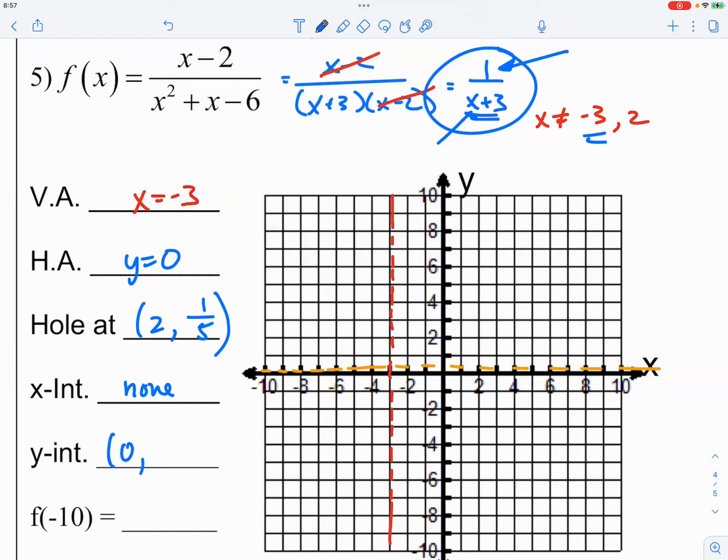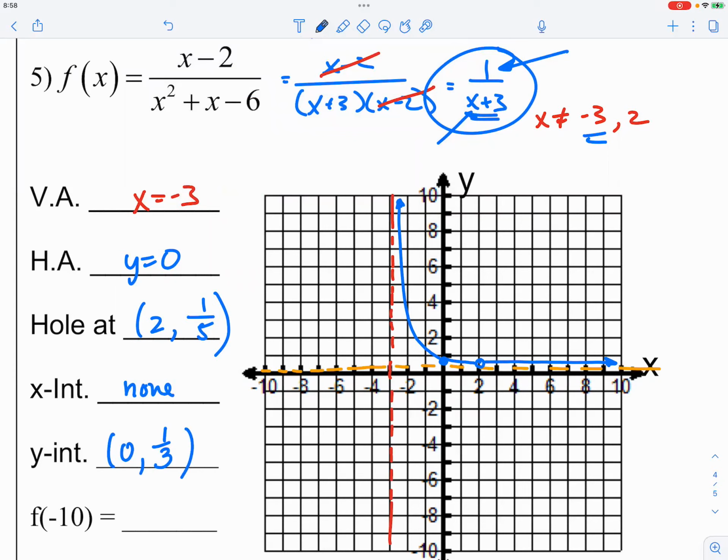And for the y-intercept, when x is 0, the y value is 1/3 because when you put in 0 for x, you just have 1 over 3. So 0, 1/3. That's the y-intercept. Where's our hole? Our hole is right here. So very close to the x-axis. So that's how you draw your right-hand side of the graph.